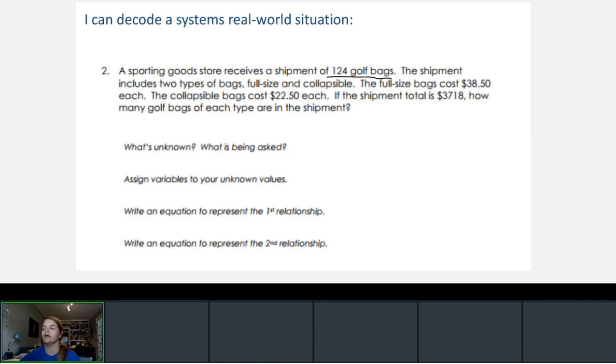Let's just work on writing out, answering some of these questions and writing the equation. So what's unknown? Well, what are they asking? How many golf bags of each type? Okay. All right, so what are our unknown values? Assign variables to them. So we have two different golf bags. We have full size, we'll let that be F, and we have collapsible, we'll let that be C.